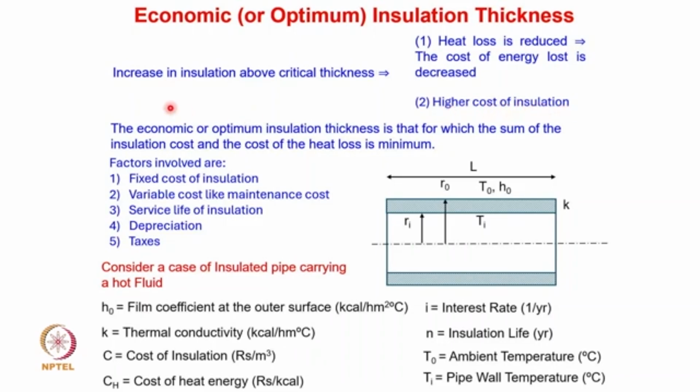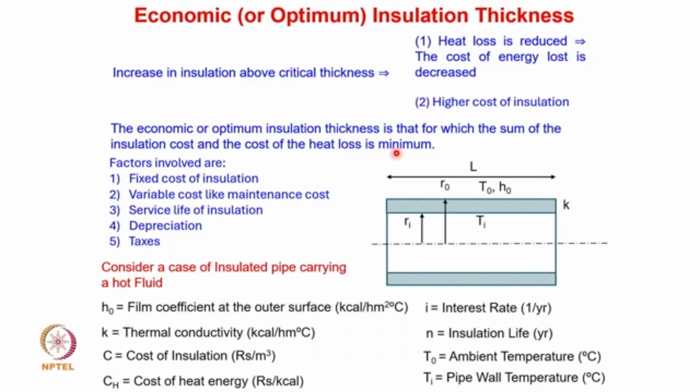So you can see that as the insulation increases above the critical thickness, the heat loss is reduced, and because of that the cost of the energy lost is decreased, whereas the insulation cost increases. So there is a trade-off between these two. So economic or optimum insulation thickness is that for which the sum of the insulation cost and the cost of the heat loss is minimum.